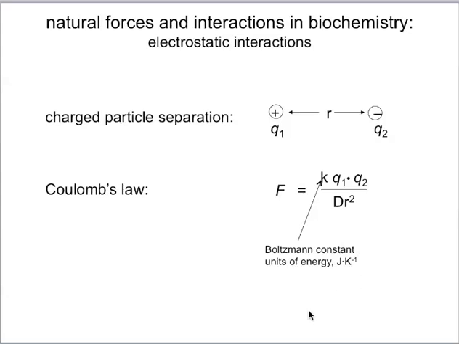Something else that's useful here in terms of constructing our mathematical expression is that we introduce a Boltzmann constant K, which gives us energy units, joules per degree Kelvin. I should point out that although the Boltzmann constant is typically written in joules per degree Kelvin, most of the time in biochemistry we refer to kilocalories, not kilojoules. As well, it's worth pointing out that this force or this energy also depends on the dielectric constant of the environment, which we won't go into right now.